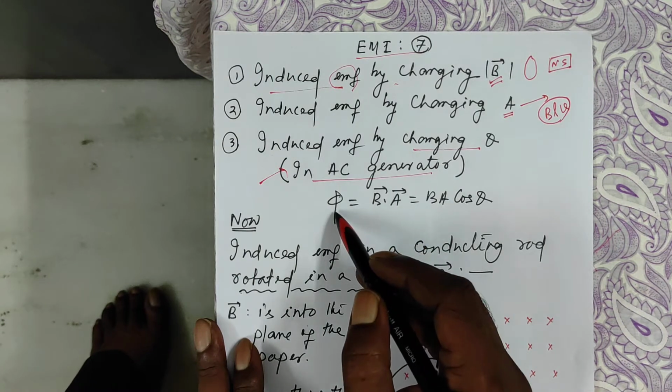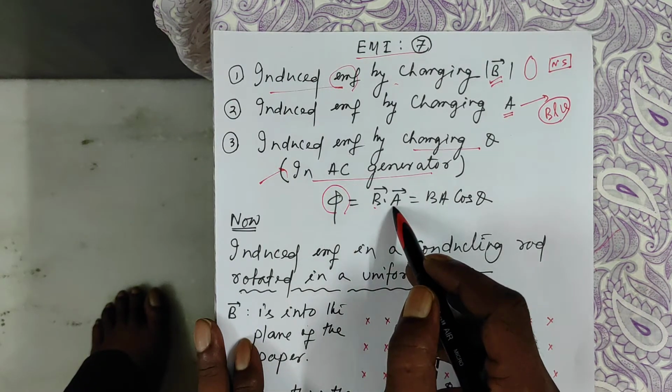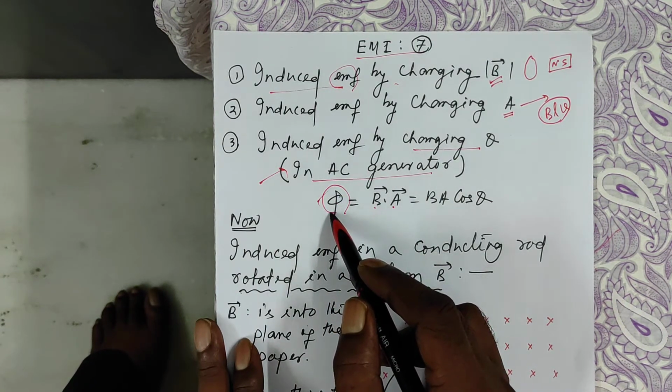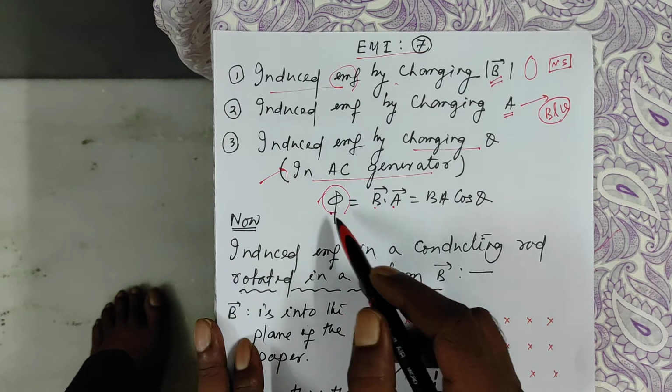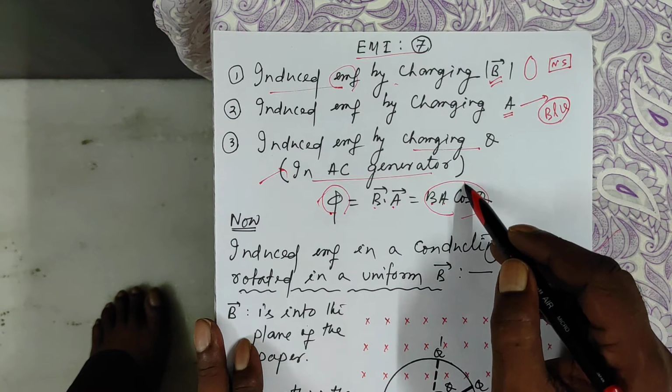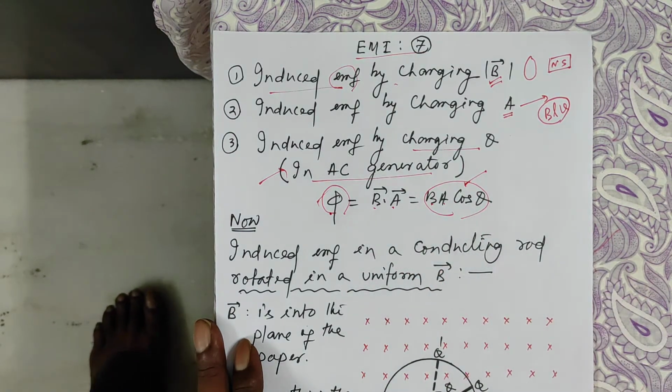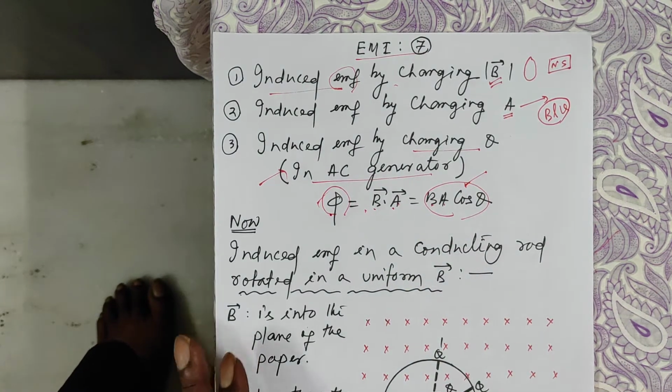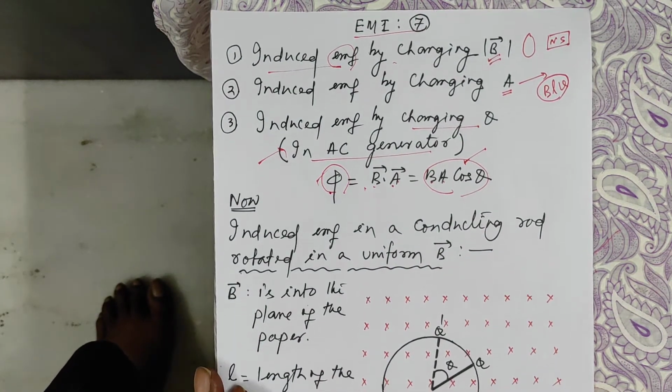Let me explain once more: since flux is equal to B dot A, the number of magnetic lines of force crossing an area normally, it was defined as BA cos theta. Why it was defined as BA cos theta was also explained. By taking the dot product of B and A, the lines of force become normal to the area.